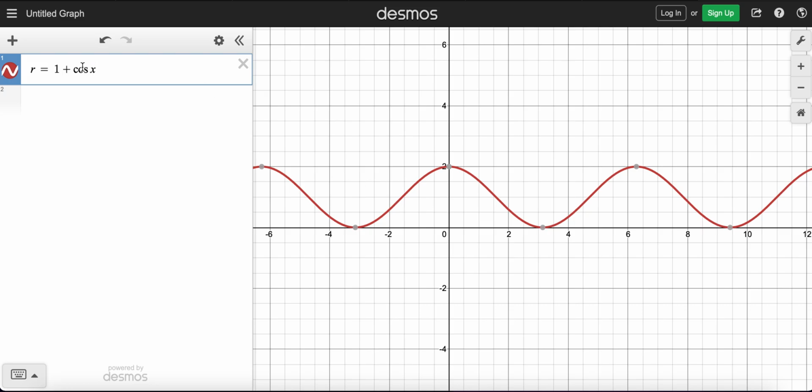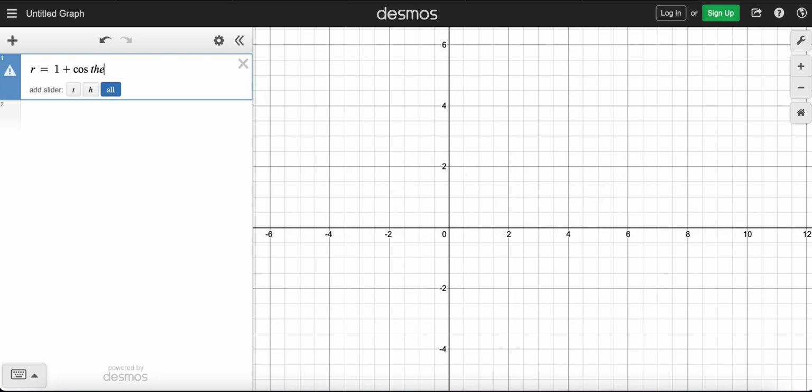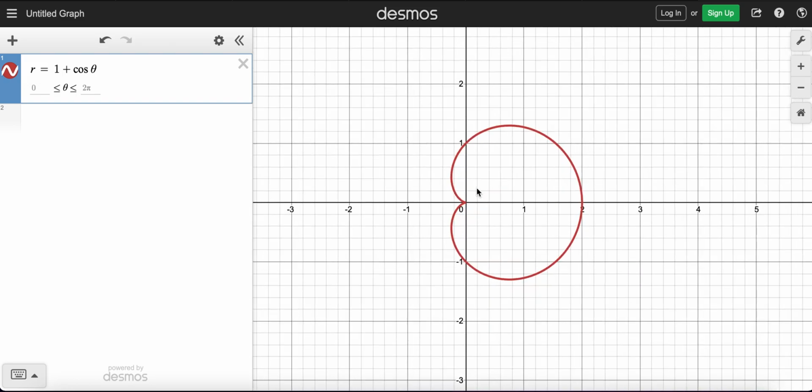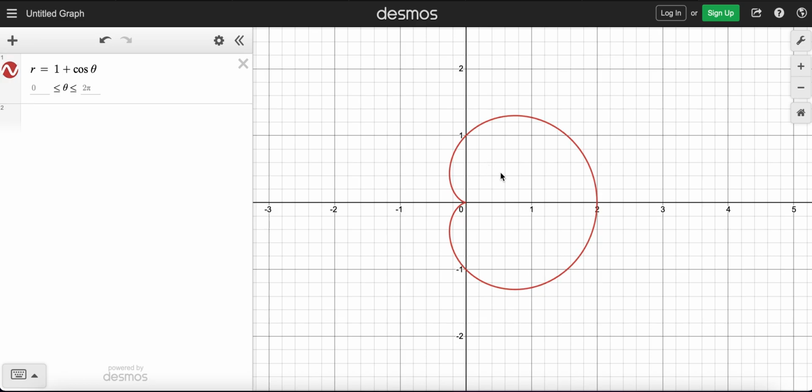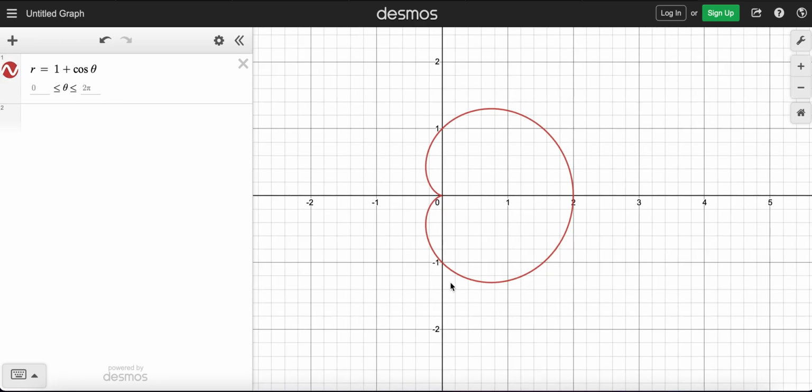And so what we're going to do is delete this x and type out the word theta. What this does is it recognizes the fact that you are graphing a polar curve, and it graphs out a polar curve for you. This is a famous polar curve. If you don't know what this is, you should look it up. This is a cardioid and looks kind of like a heart.